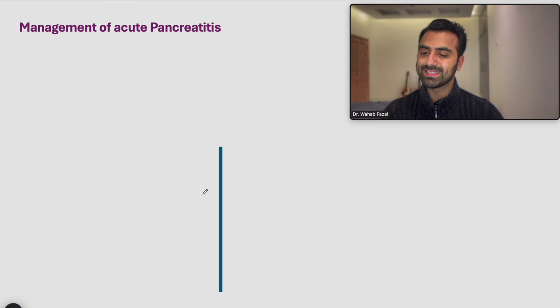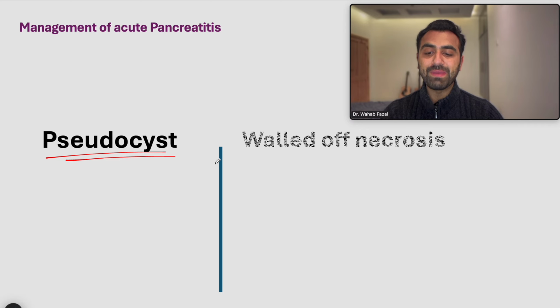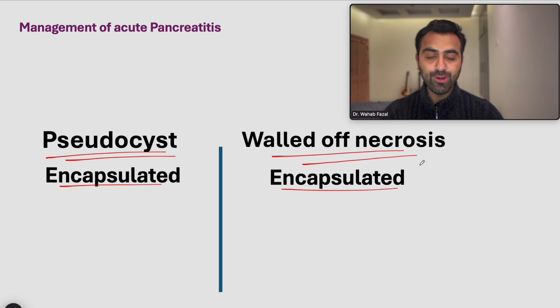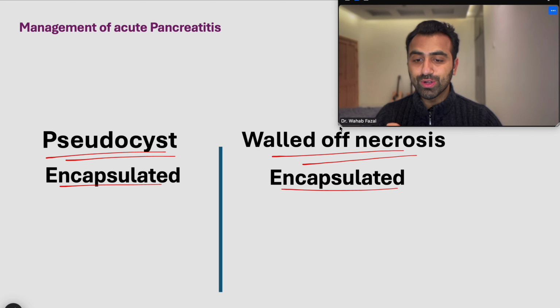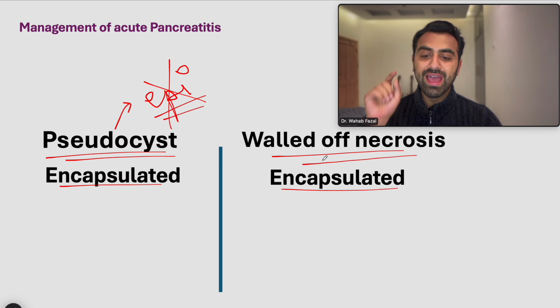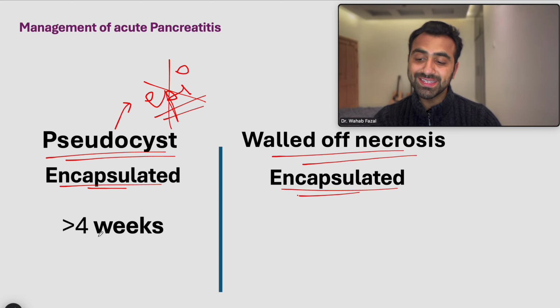What are the late complications that may arise? What I want you to understand is the difference between pancreatic pseudocyst and walled-off necrosis. Both are well-encapsulated by a layer of granulation tissue. Remember, it's a pseudocyst, not an actual cyst. An actual cyst is encapsulated by epithelial tissue, but a pseudocyst is encapsulated by granulation tissue, and the same goes for walled-off necrosis. They are both encapsulated. These are the similarities between the two.